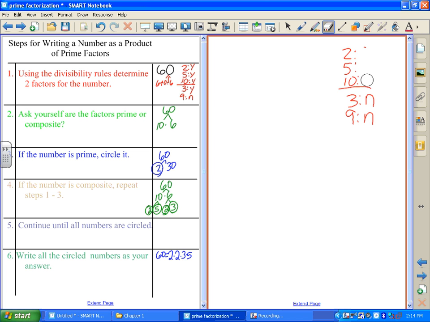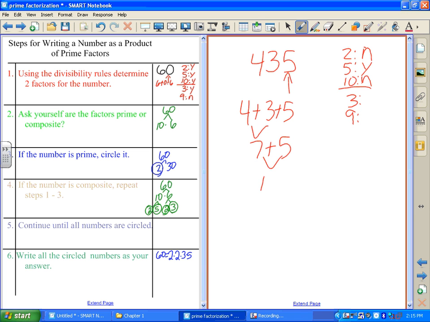Okay, here we go. 435. By yourself? Write it. Okay. This is a 5, so it's a no, a yes, and a no. 4 plus 3 plus 5, that's 7 plus 5, which makes 12. So 12 is a 1 plus a 2, which makes 3. So it's a yes and a no. Okay?